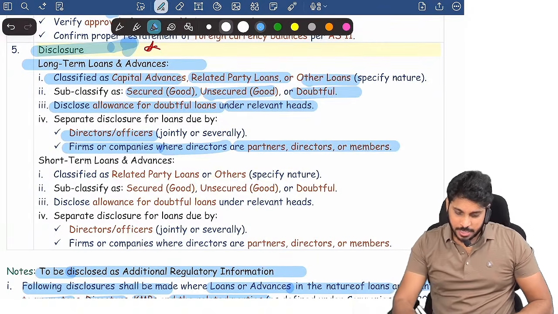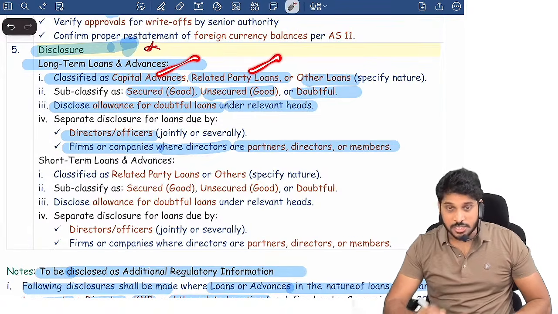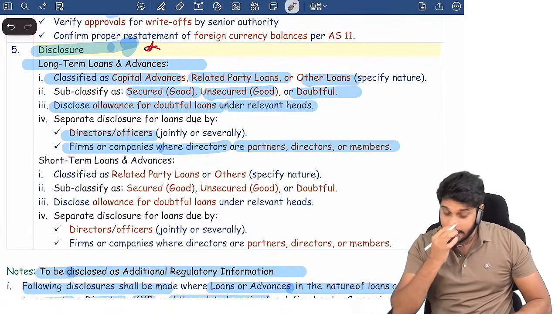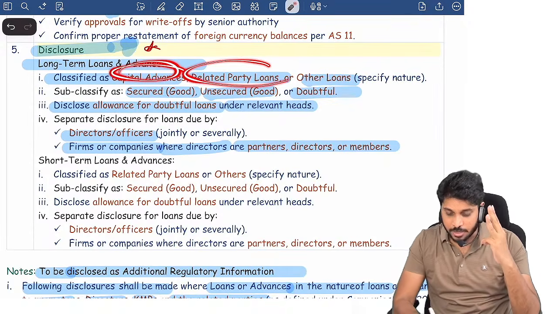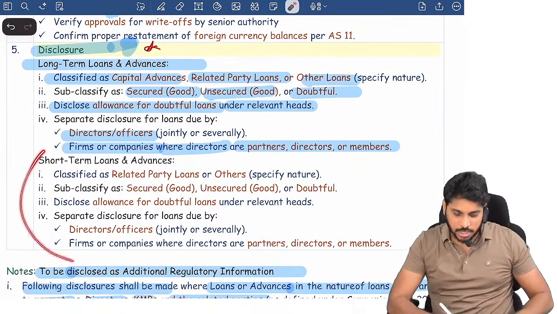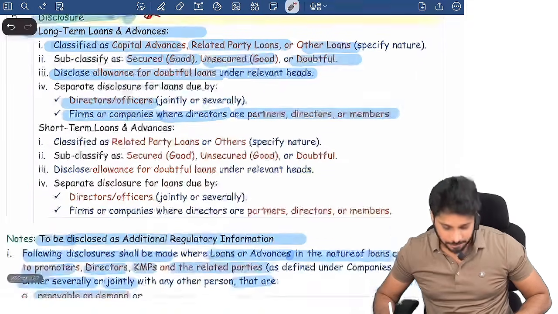Yes or no? So classified as how much is capital advance, how much is related party loan, and how much is other loan. Again, you should show secured, unsecured, doubtful. See, loans and advances we should show 3 types: capital, related party, and other loans. That's it. Short term also a similar disclosure, guys. Next.